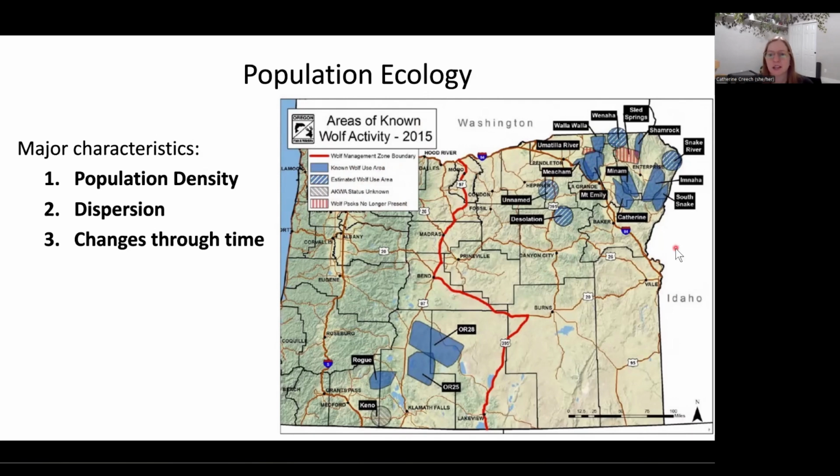So we use this data to try and predict what the wolves are doing, how healthy the population is, whether they're moving or expanding, just to try and keep watch on what's going on. And that's the goal of population ecology.